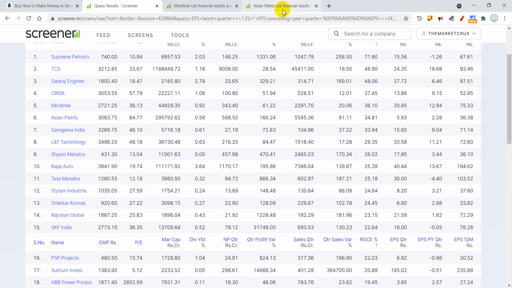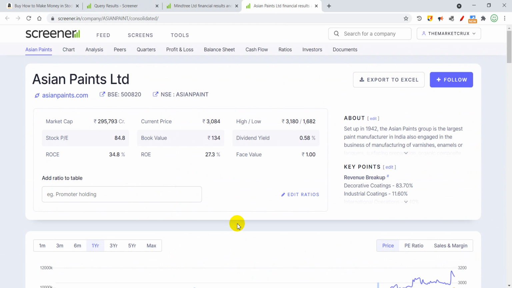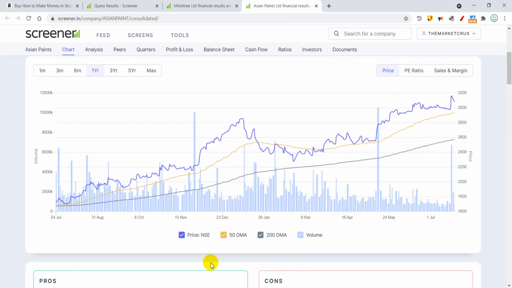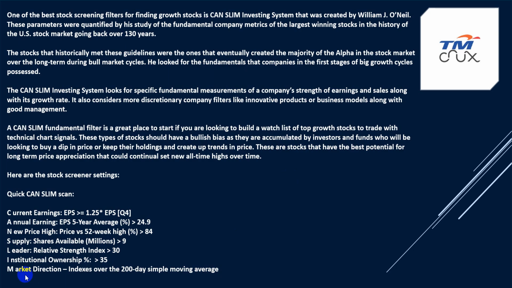If you see Asian Paints, again, all the fundamental analysis points are there, and the stock is exhibiting a consistent uptrend. In fact, it fell below the 50 period moving average, but is still holding quite well above the 200 period moving average. If you recall, our key characteristic in CANSLIM is that the market direction should be above the 200 days simple moving average.